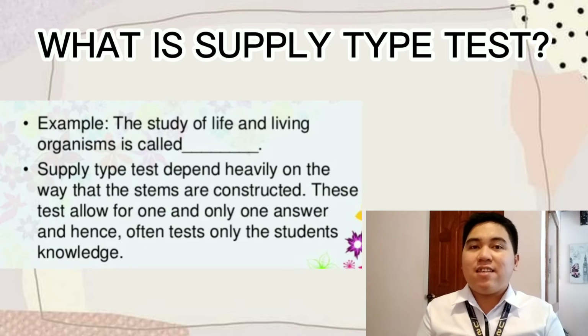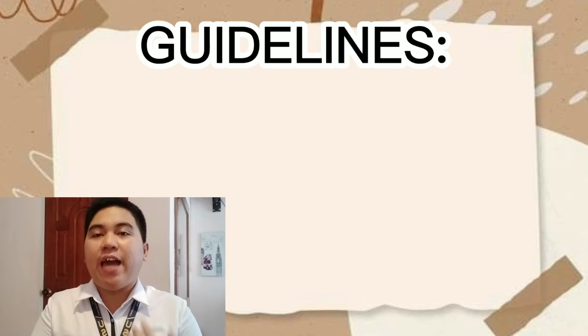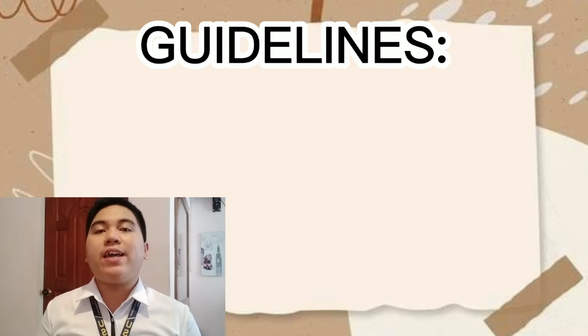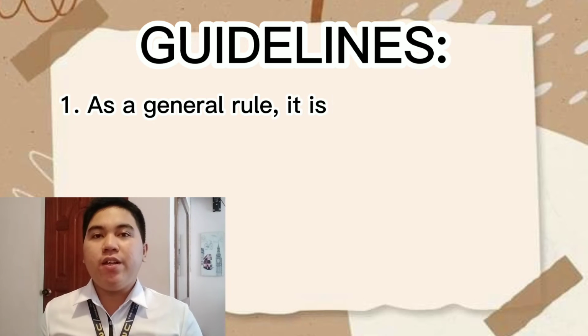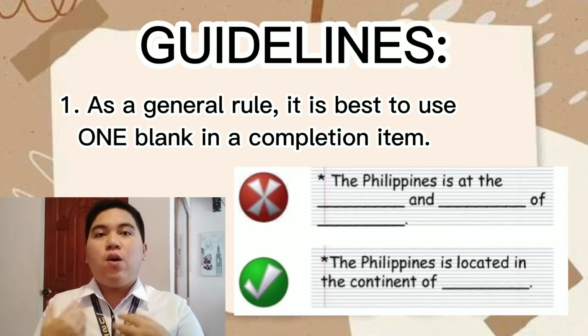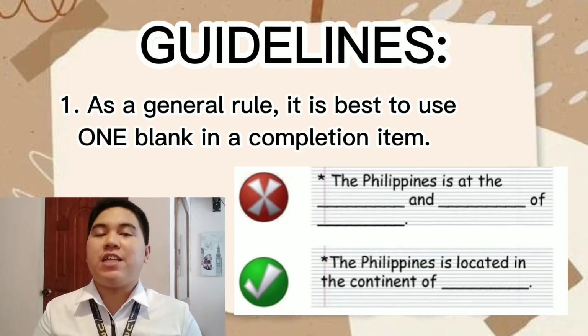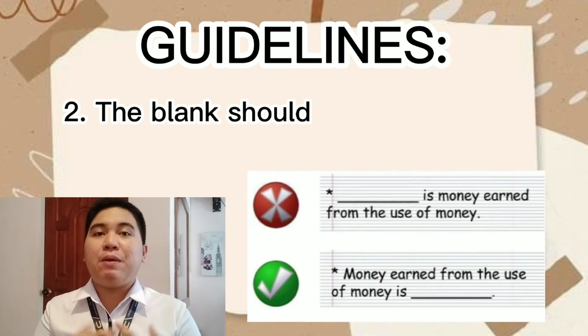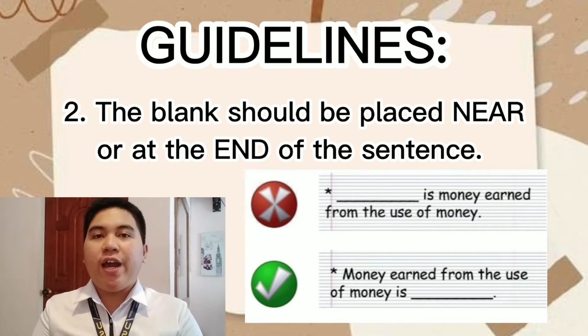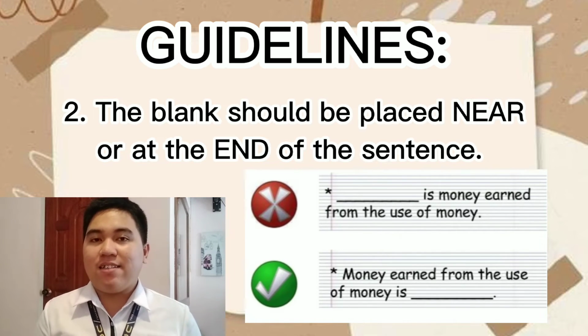And this test is very useful for testing specific facts. So here are our guidelines in constructing a supply type test. For number 1, as a general rule, it is best to use 1 blank in a completion item. For number 2, the blank should be placed near or at the end of the sentence.